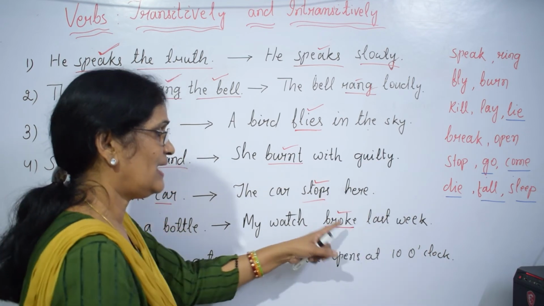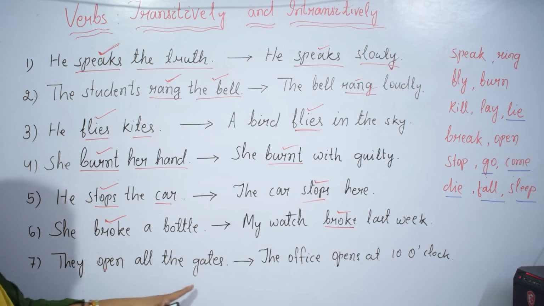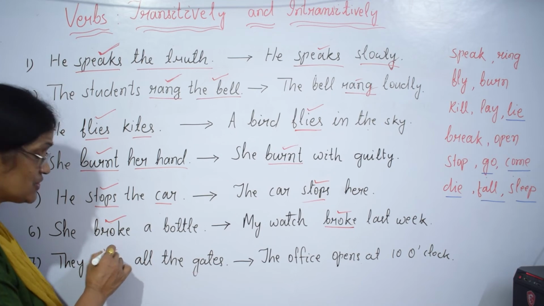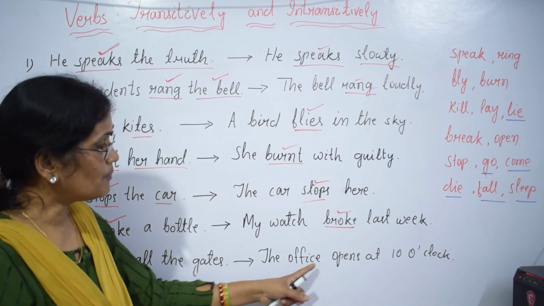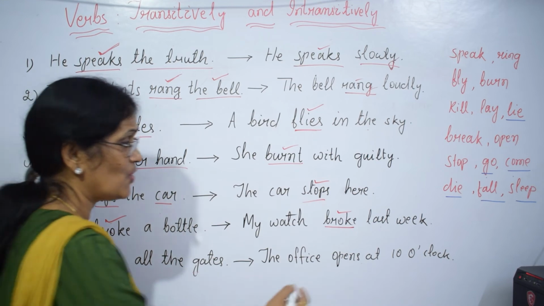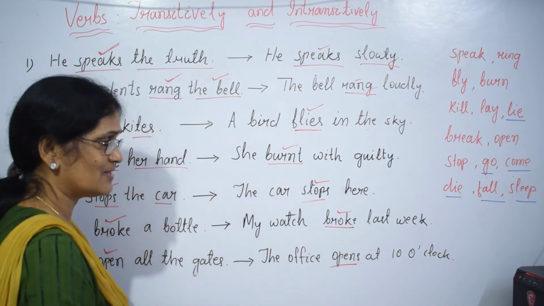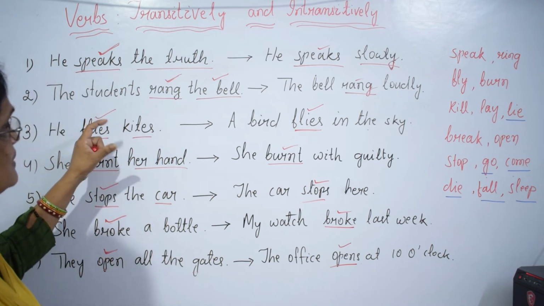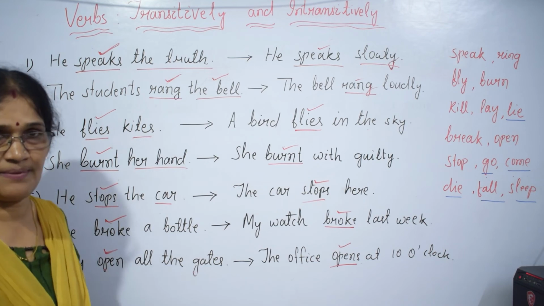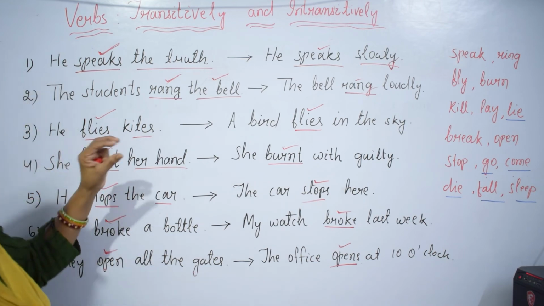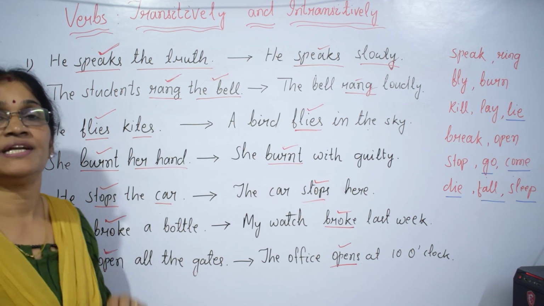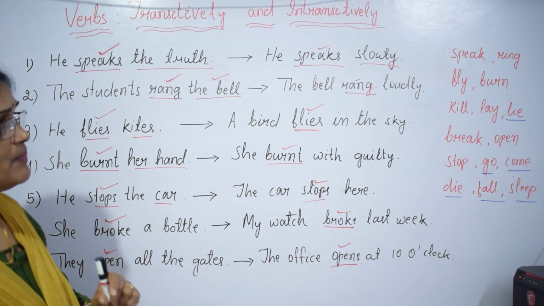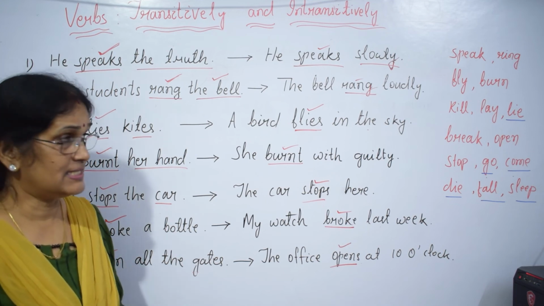So broke is used intransitively. They open all the gates. Open what? All the gates. So open is used here transitively. The office opens at 10 o'clock. Opens when? At 10 o'clock. So opens is used here intransitively. What did you get? The same verb is used transitively and intransitively. So we cannot say this verb is transitive, or the verb is intransitive. This exact verb is used transitively and used intransitively.